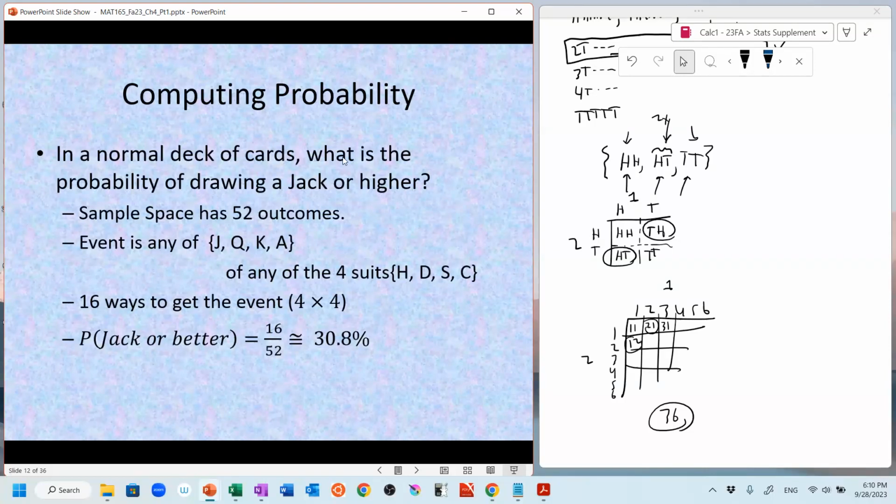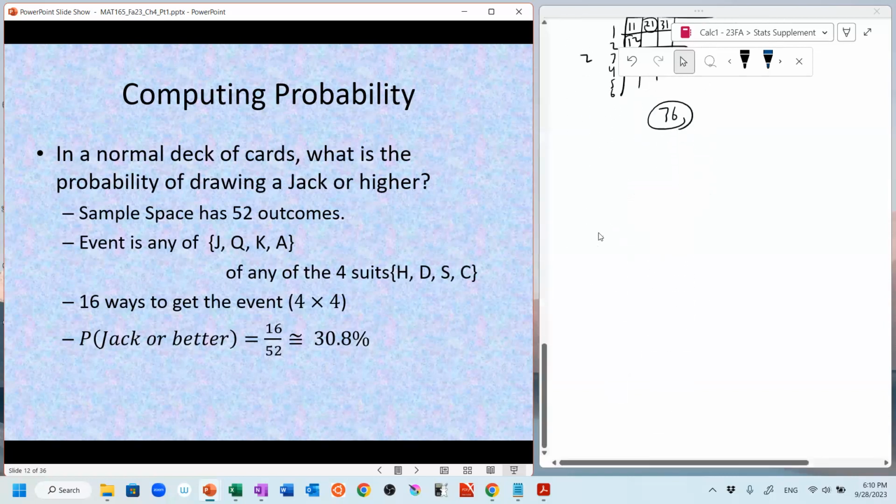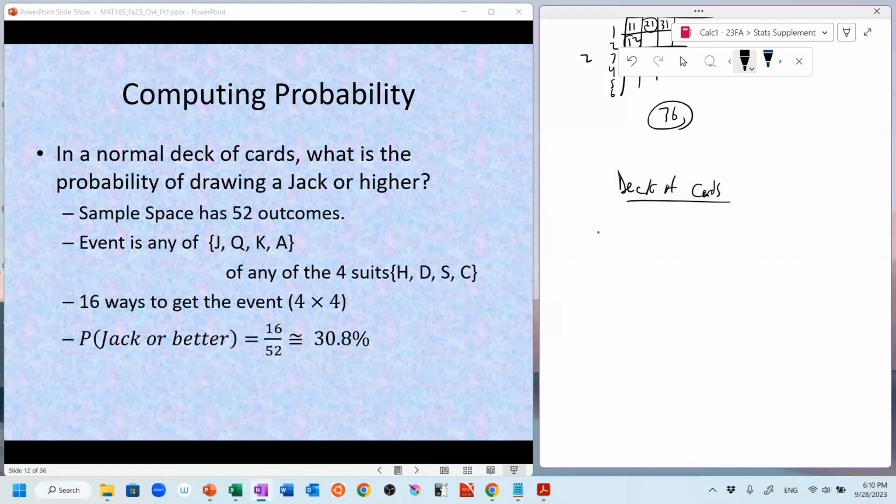So in a normal deck of cards, what's the probability of drawing a jack or higher? A quick diversion over here to decks of cards. These come up sometimes in these probability calculations, and I know that not everybody has the same familiarity with these. So let's just discuss really quickly what a deck of cards is. A deck of cards consists of 52 unique cards.